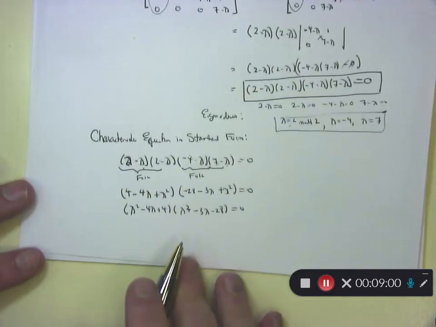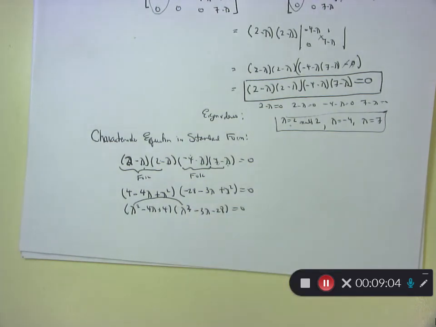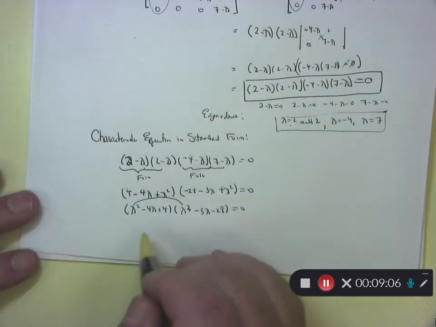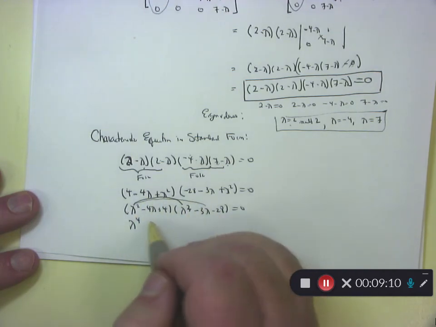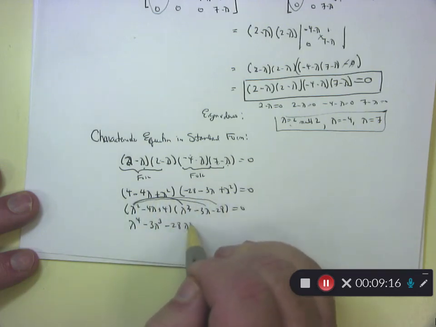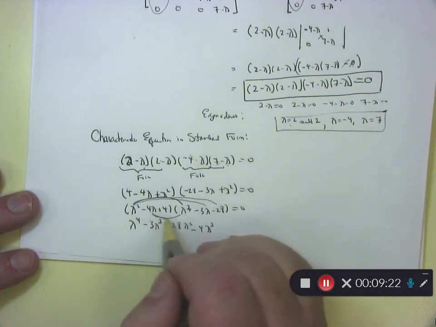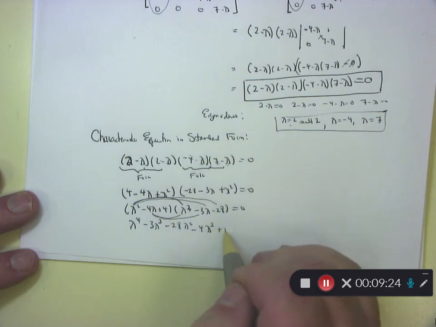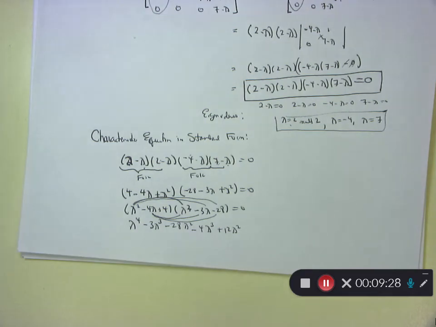And then I'm going to FOIL it one more time. You get your standard form of your characteristic equation. Lambda squared times lambda squared is lambda to the 4th. Lambda squared times a negative 3 lambda is a negative 3 lambda cubed. Lambda squared times a minus 28 is minus 28 lambda squared. Negative 4 lambda times a lambda squared is a minus 4 lambda cubed. Negative 4 lambda times a negative 3 lambda is a plus 12 lambda squared. Negative 4 lambda times a negative 28.